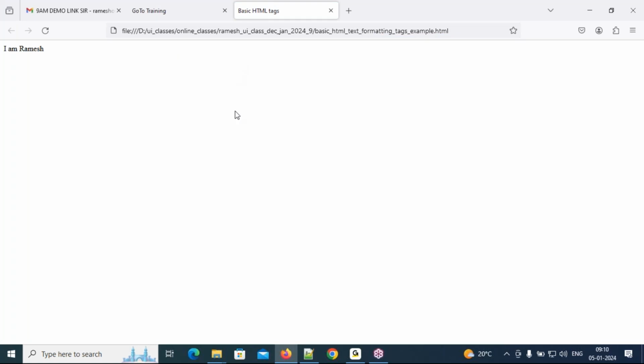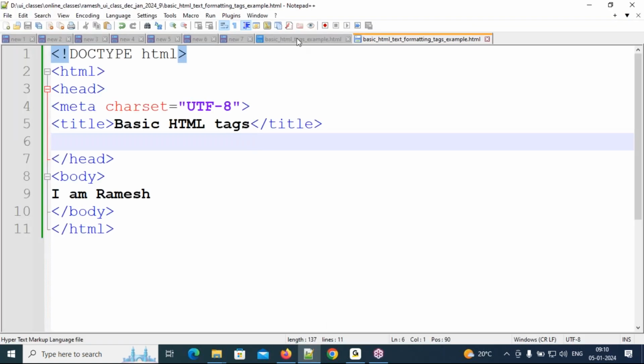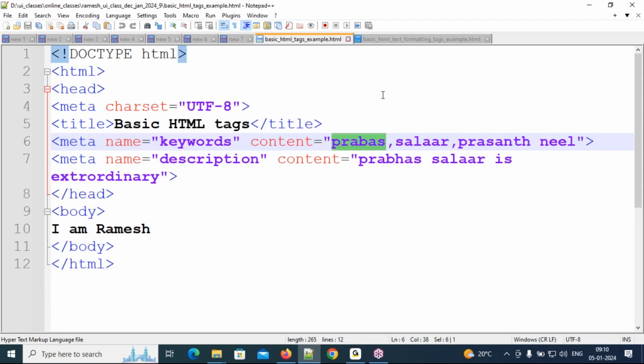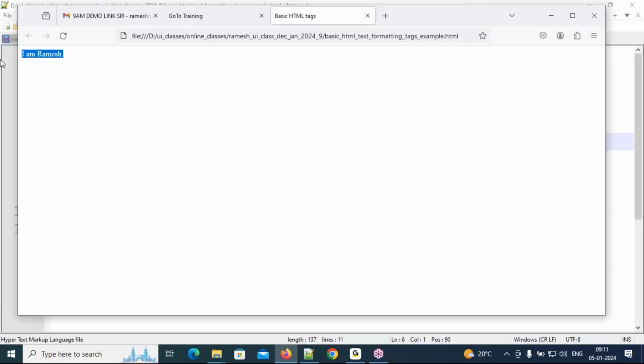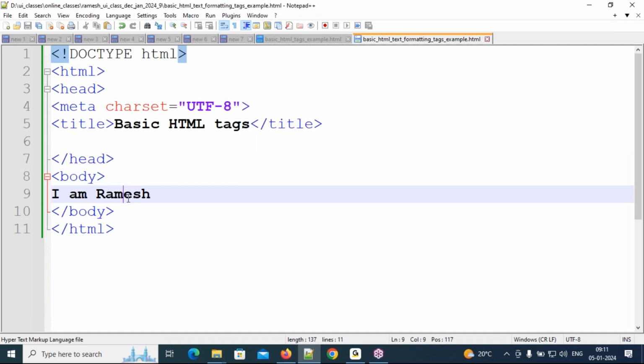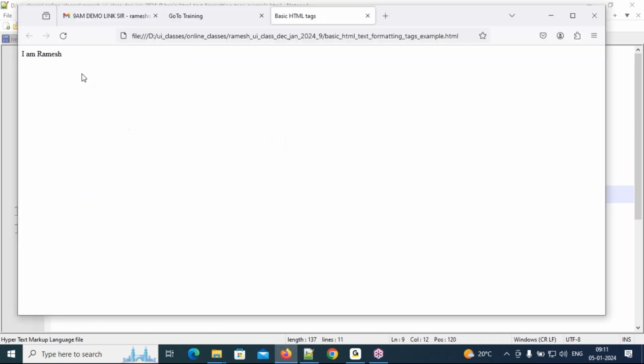Meta keywords and description, if required, are also very simple. Here we can take whatever we want. That's it. For this example's purpose, that is not required. What am I getting here? I am Ramesh. Why? Because this is pure text. There are no styles here. That means I am not displaying in bold letters or anything. I am leaving it like that only.